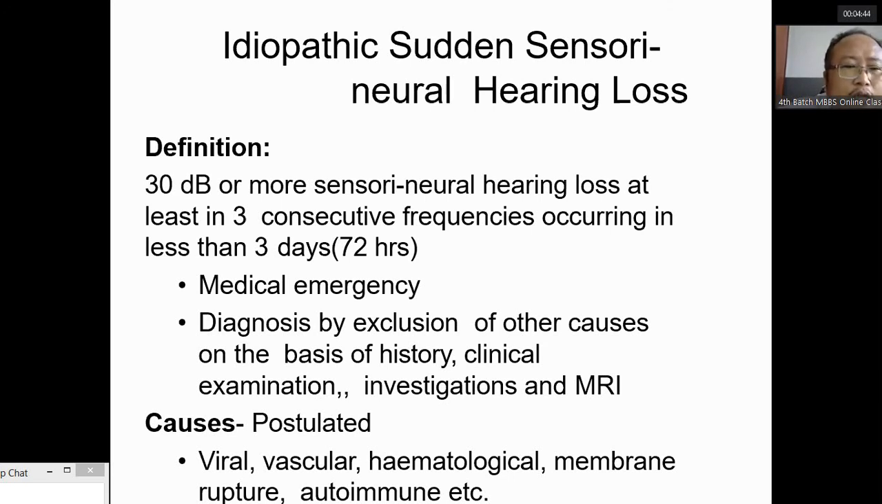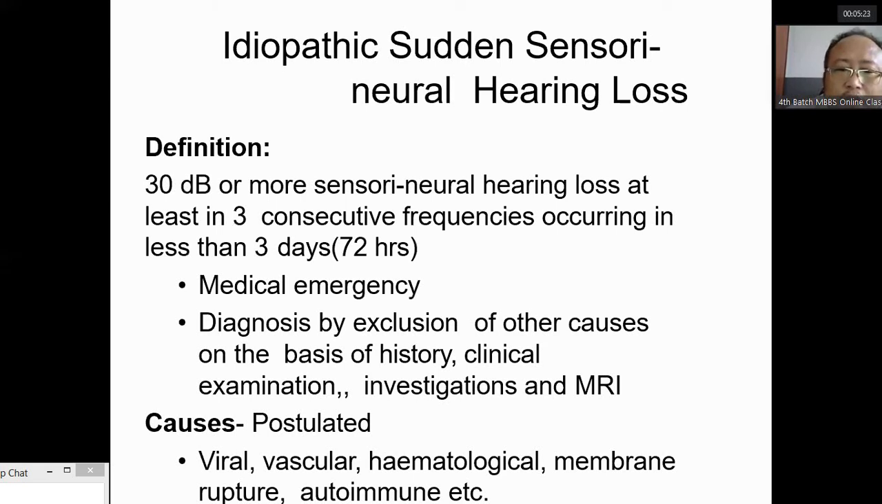It should appear within 3 days or 72 hours, that is one. And on audiogram, hearing loss should be in 3 consecutive frequencies. Especially these are also high frequency hearing losses, like 2000, 3000, 4000, or 3000, 4000, 5000, 6000. Consecutive frequencies should be involved, and at least 30 decibels or more of sensorineural hearing loss should be there to identify it as idiopathic sudden sensorineural hearing loss.